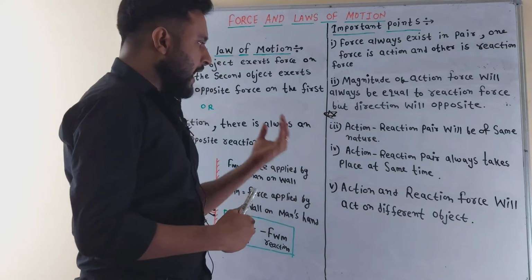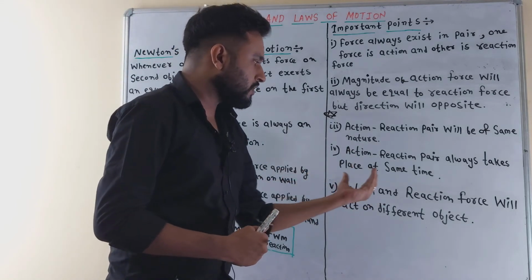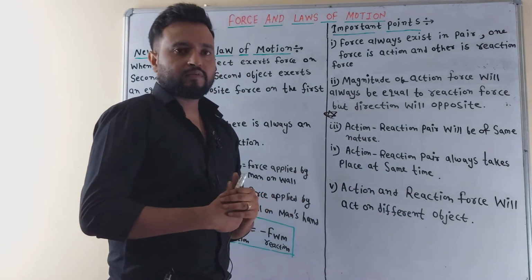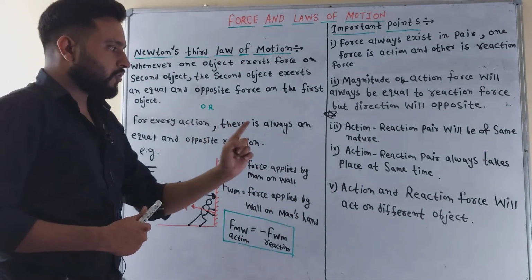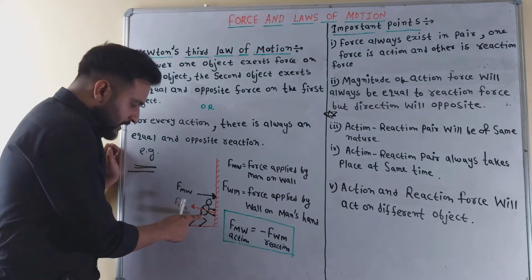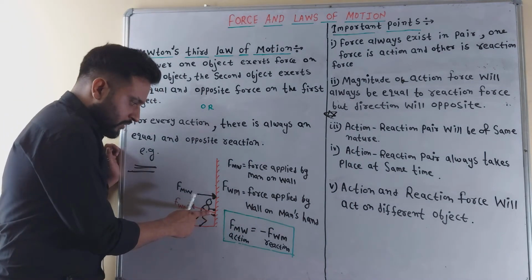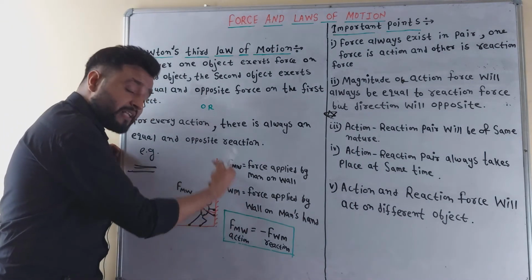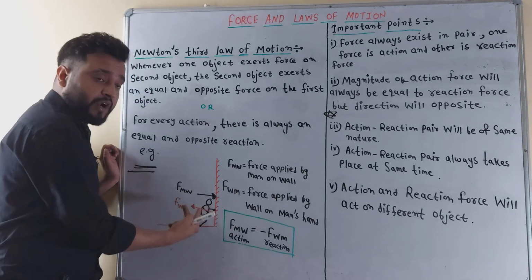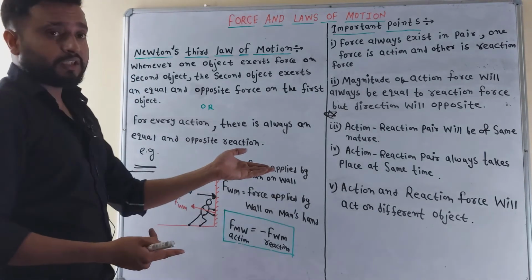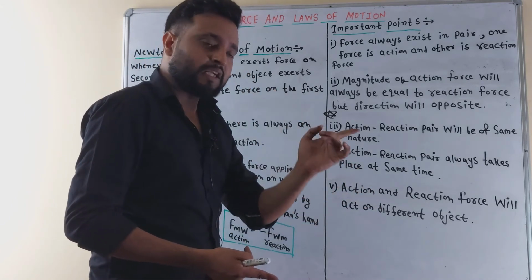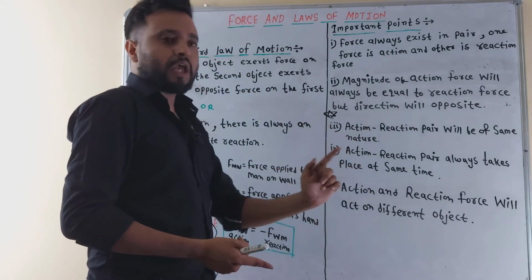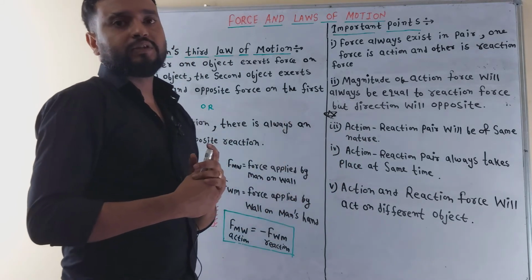The fifth point is, action reaction force will act on different objects. Yes, action and reaction force will act on different objects. This man is applying the force on the wall and this wall is applying force on the man's hand. So both objects are different. Otherwise they could cancel each other. So action and reaction force will never cancel each other because they will always act on different objects.